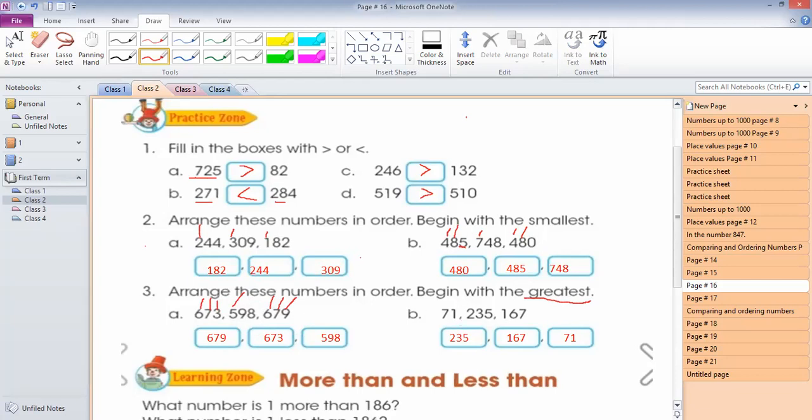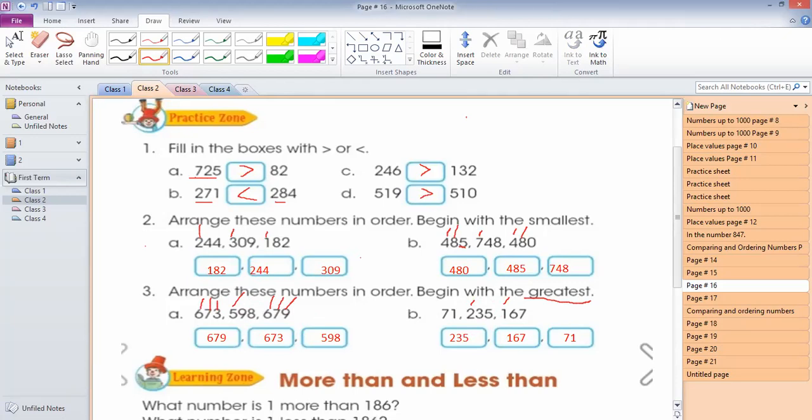Same here, guys. 71, 235, 167. This is 200. This is 100. And there are 0, 100. So 2 is bigger than 1 and 0. So you will write 200 value first. Then you will write 100 value. Then you will write 71 in the end. So this is how you completed this.